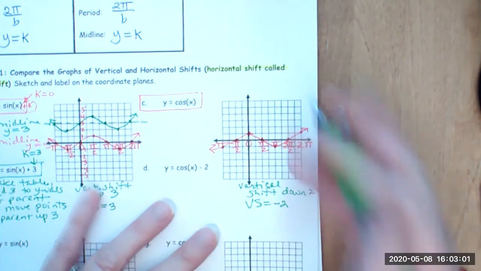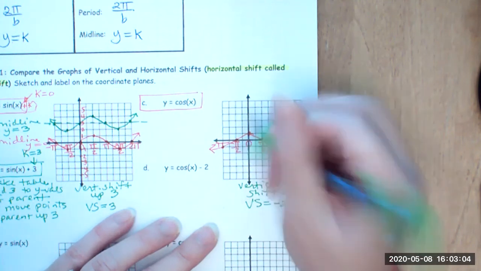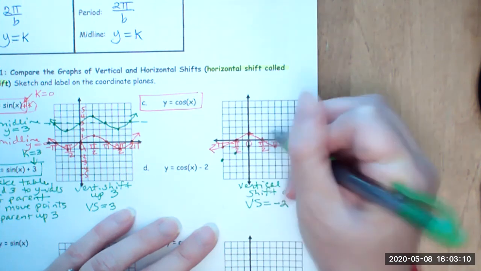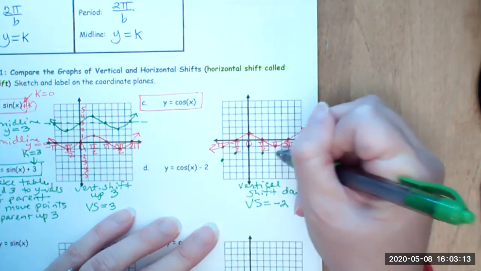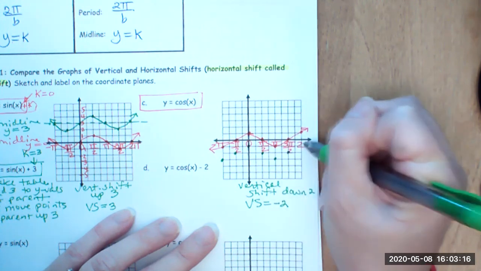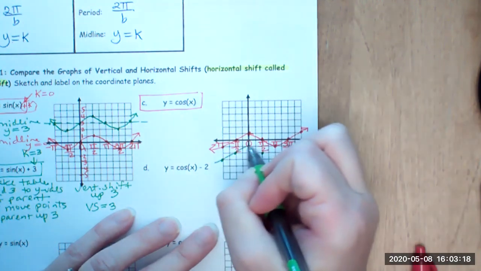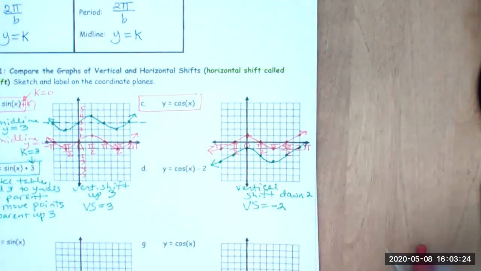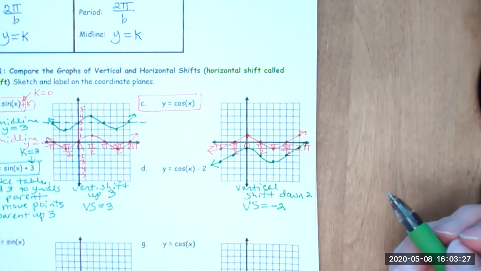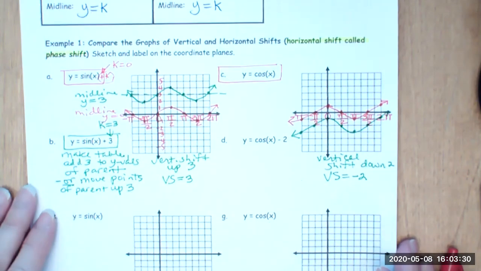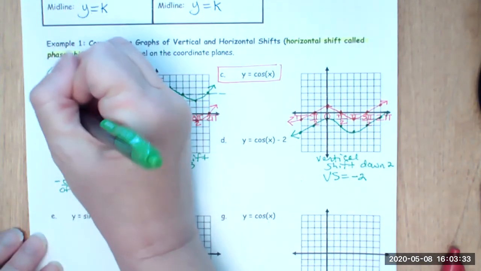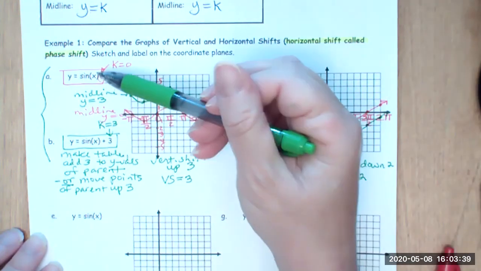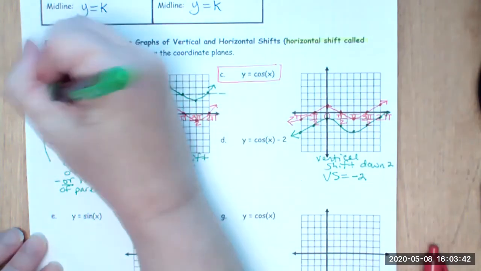Okay, so I'm going to move all the points of this graph down 2. So I'll just say 1, 2, 1, 2, 1, 2, 1, 2. And so there I have a vertical shift down 2. Okay, so key thing to notice here is that in both of these sine equations and cosine equations, you were dealing with a vertical shift.